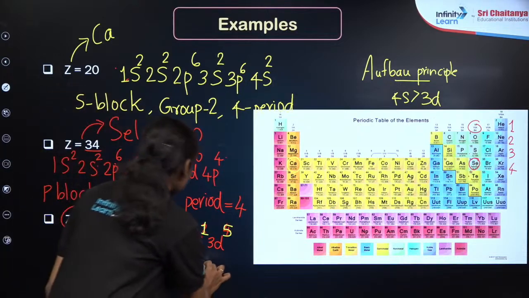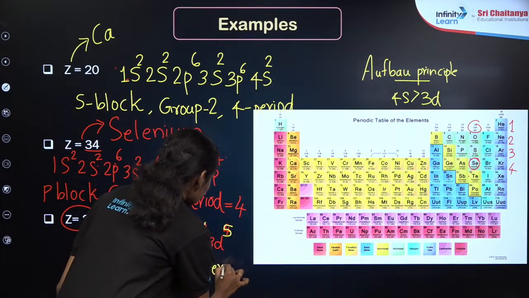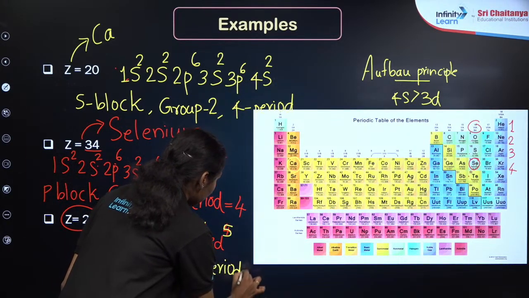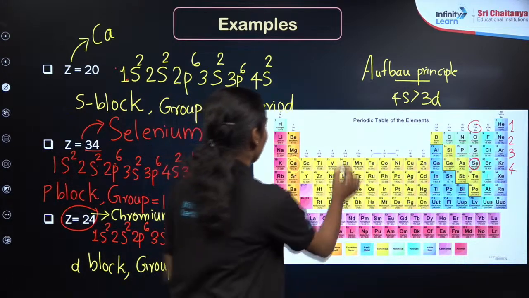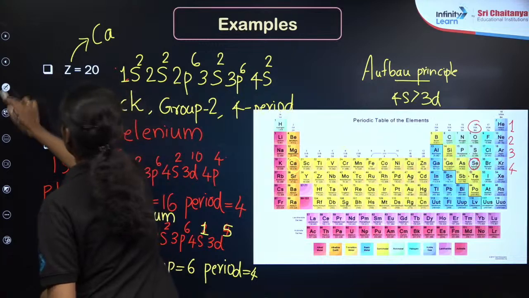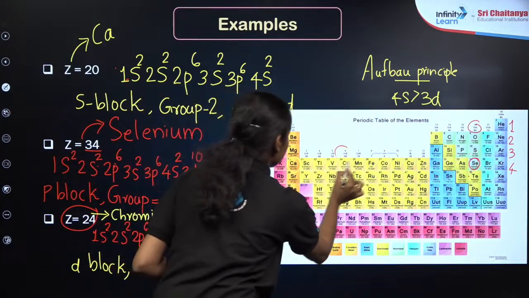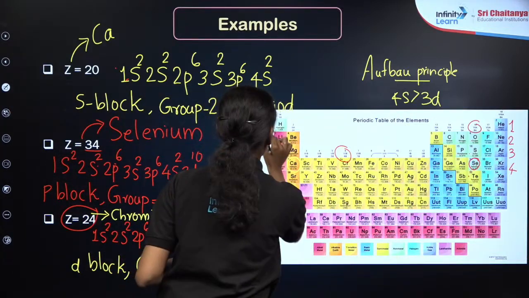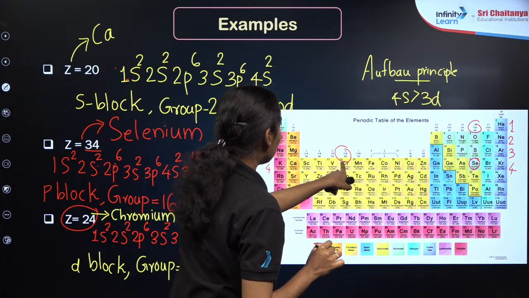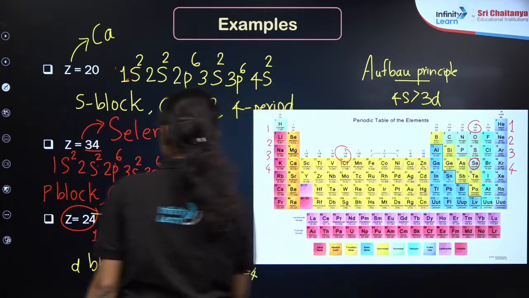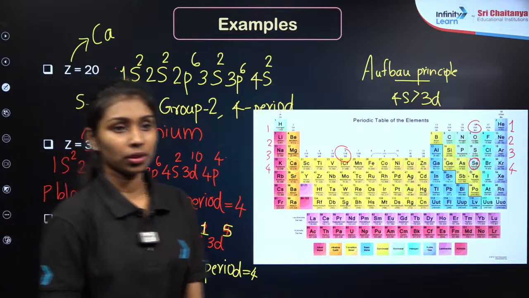Then what will be the period? Same over here, it is 4, right? Maximum number of quantum number, that is period number 4, which means group number 6, right? Group number 6 with the period 4, 1, 2, 3, 4. Period 4 having the atomic number of 24. This element is chromium, right? Clear?